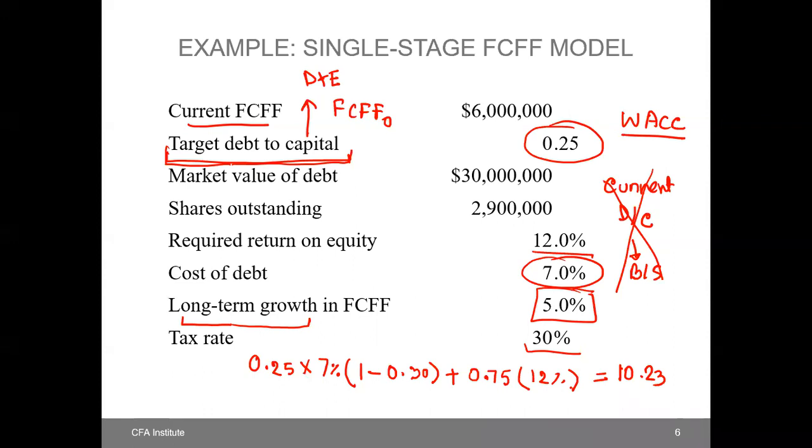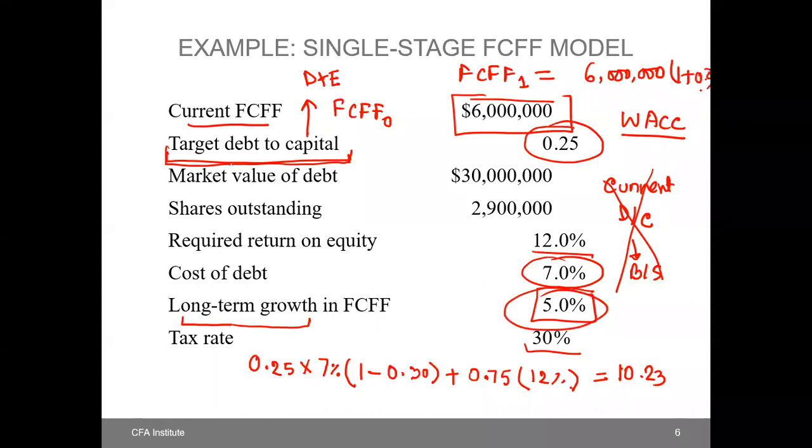Okay. Now we need to find out the value for FCFF1. FCFF1, what is it? It is the projected free cash flow to the firm for next year. So we have this number for the current year. So we have the projected free cash flow to the firm. Is there any growth rate? There is a growth rate. Which one? 5%. So we can take the 0.05. So we have the numerator here.